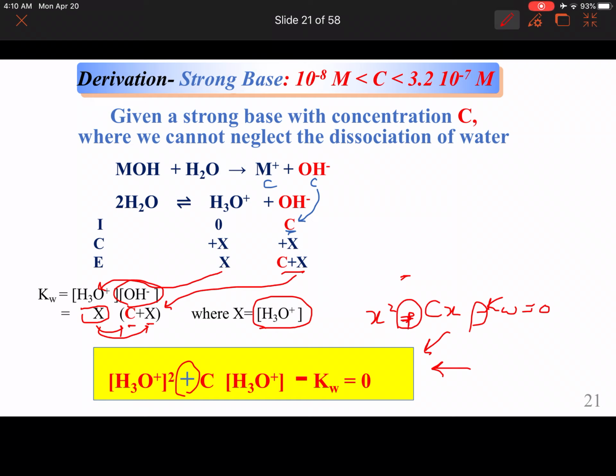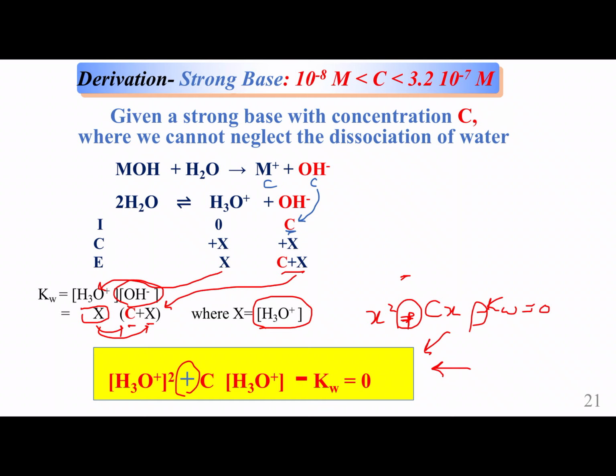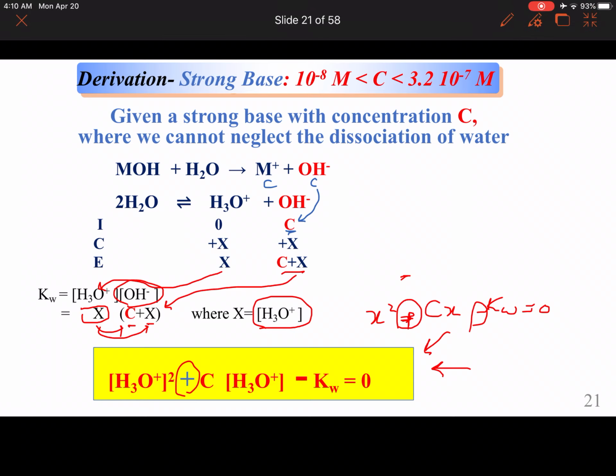Anywho, once you have, of course, the H3O plus concentration, don't forget that in the end you still need a pH. So once you get the H3O plus from a calculator, then you have to take minus log of that number, which is your pH, okay? Great.